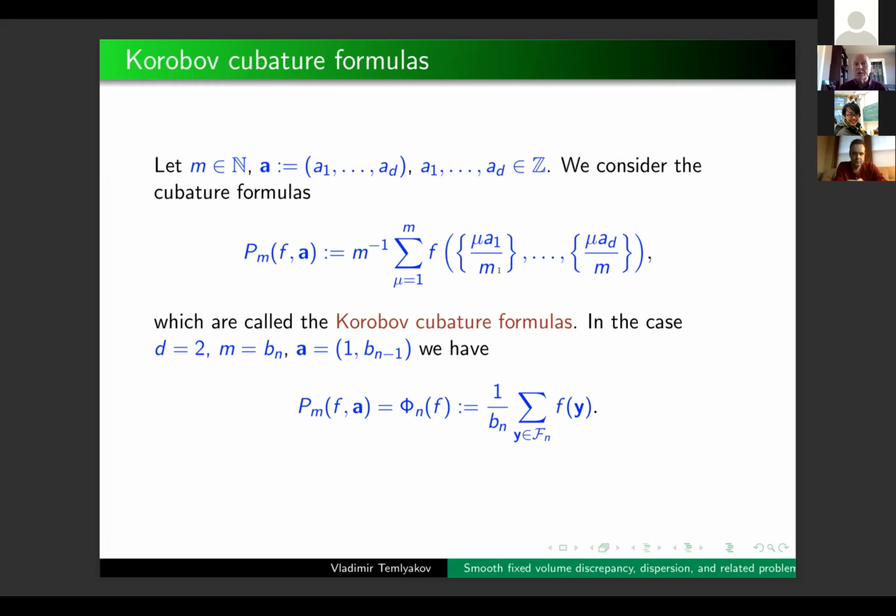So one of those is this Korobov-Kubachev formula, so we can say Korobov sets. And this is a kind of generalization of Fibonacci to the d-dimensional case. So A is a set of integers, and these are fractional parts. So this is the Kubachev formula. And as pointed out here, in a particular case, when this vector A is 1 and Bn minus 1, this is exactly the Fibonacci.